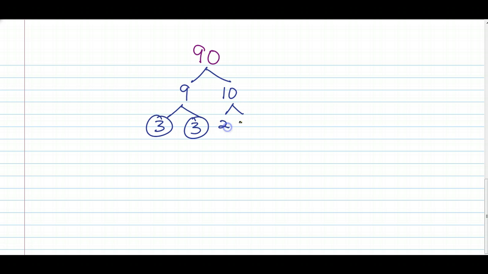2 times 5, right? 2's prime, 5's prime. I'm already done. Okay, now I have to write these in order from the smallest number to the largest number. We start off with the 2, and there's only one of them. Okay, and now I'm going to go to the 3. There's 2 of those. Now I'm going to go to the 5. So the prime factorization of 90 is 2 times 3 to the second power times 5.